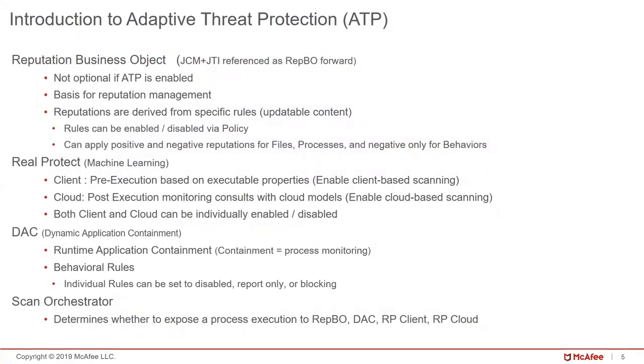So throughout this presentation, we're going to have some acronyms. I just want to set the stage so that when you see some of these terms being used, everyone has an understanding of what they are. We will refer to things sometimes as RepBO, the reputation business object. We will have Real Protect, which is our machine learning component. DAC, which is our dynamic application containment, and then obviously the scan orchestrator, which takes all of those components and makes up what ATP does.